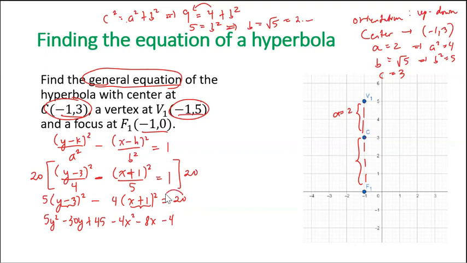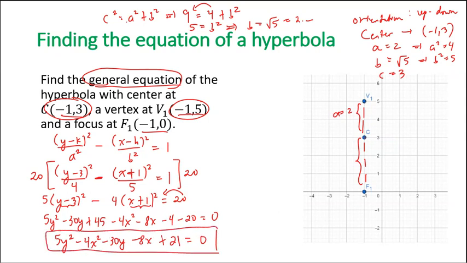And then the 20 will be transposed to the left side, so we get minus 20 on the left side. Combining like terms, we get 5y squared minus 4x squared minus 30y minus 8x, and then 45 minus 4 is 41, minus 20 is positive 21, equals 0. So this is the general equation of the hyperbola having the given conditions.